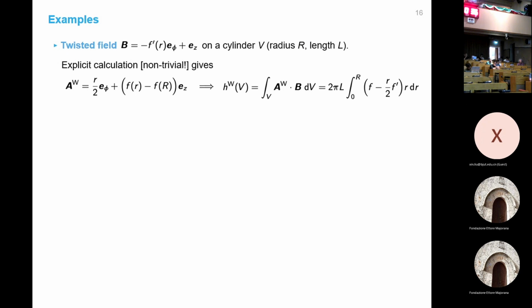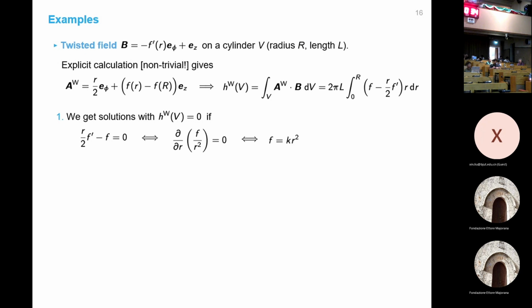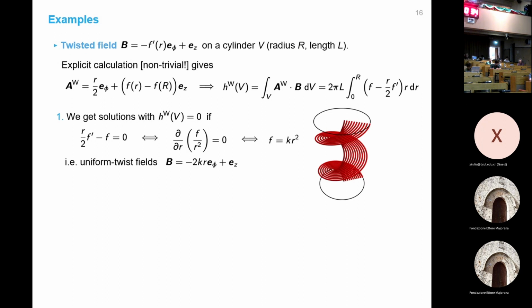An interesting thing that comes here is that if you look at what this f would have to be in order for this helicity integrand to vanish, even in this axisymmetric case you get a non-trivial kernel. In other words, you get solutions that have zero helicity if they satisfy this ODE here, and the solutions of this ODE would be basically an arbitrary constant times r squared. So B phi was the derivative of F, so that would be a uniformly twisted magnetic field, if you like.